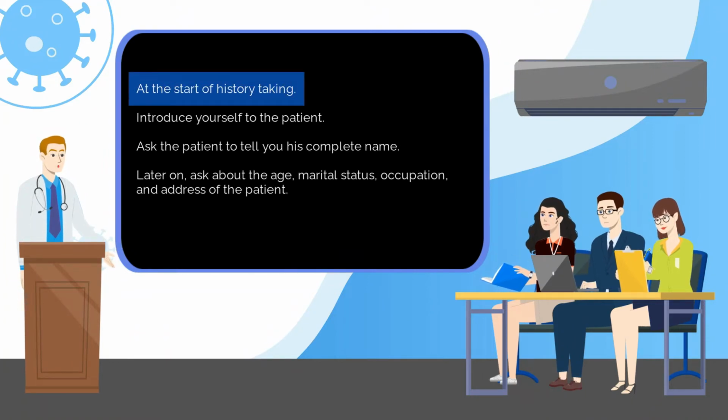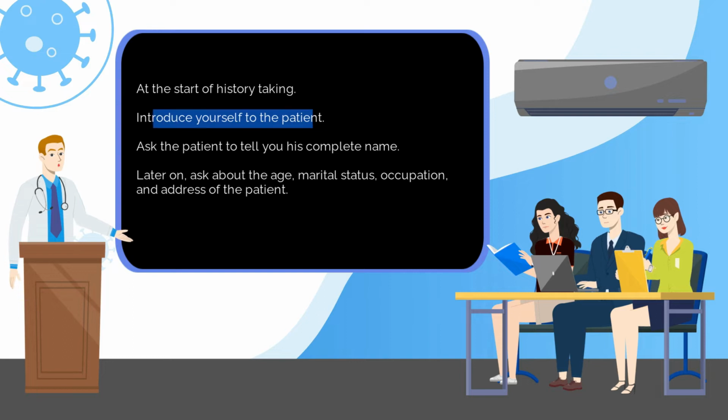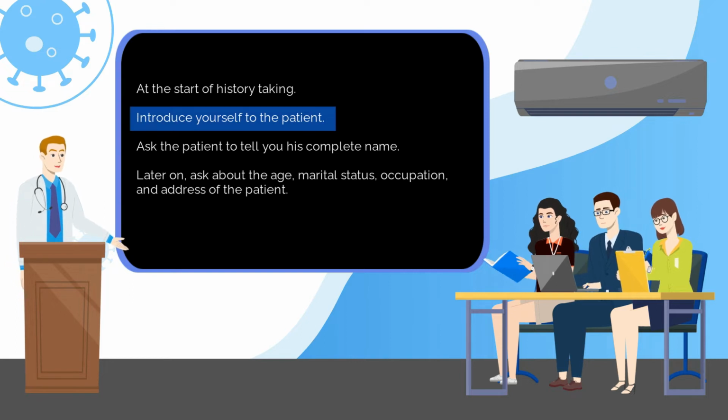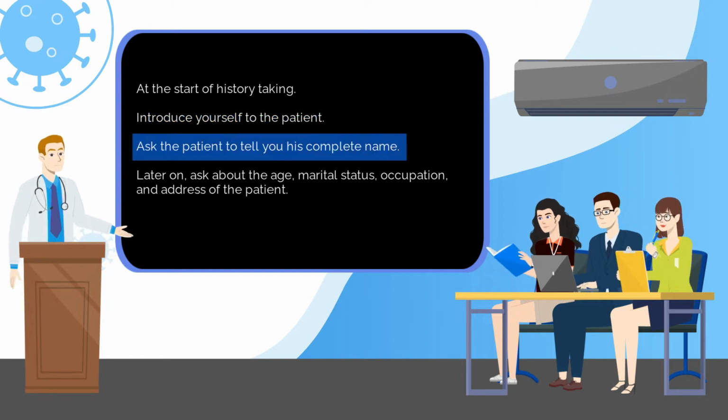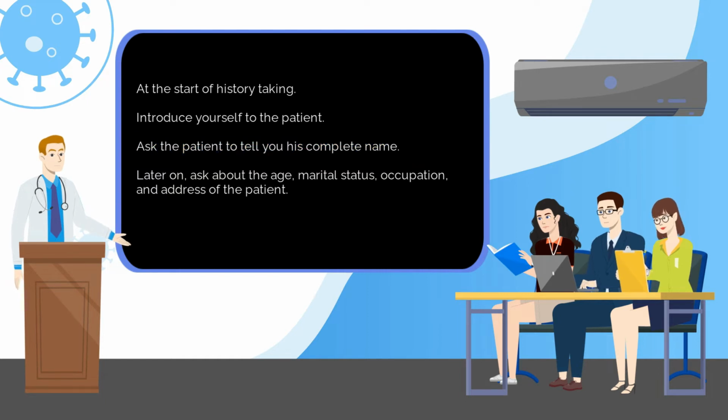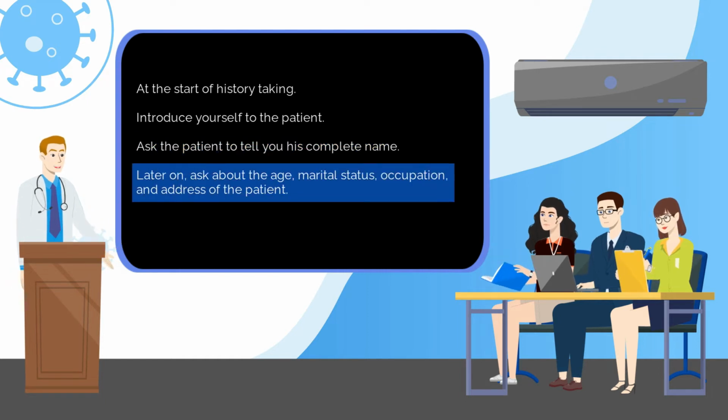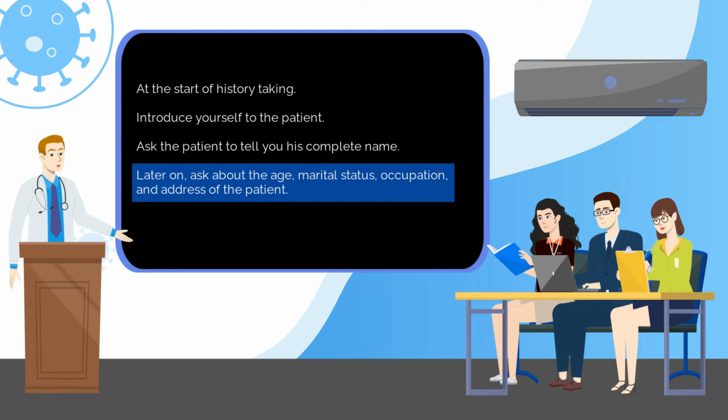At the start of history taking, introduce yourself to the patient. Ask the patient to tell you his complete name. Later on, ask about the age, marital status, occupation, and address of the patient.